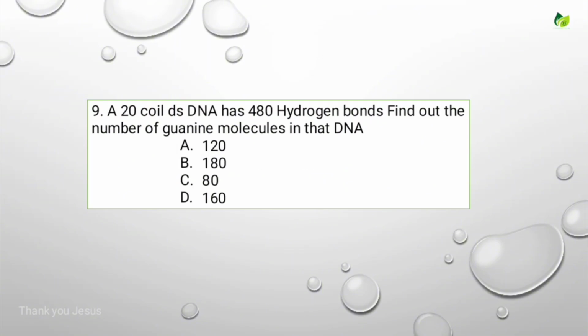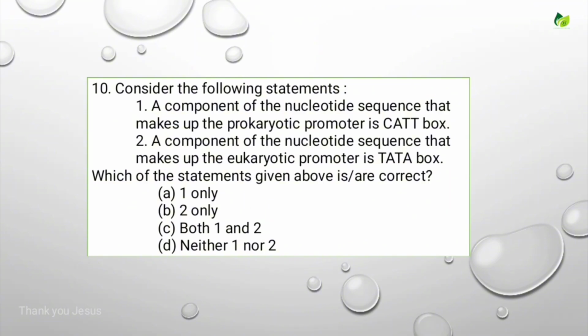A 20 coil dsDNA has 480 hydrogen bonds. Find out the number of guanine molecules in that DNA. So let's see the options: 120, 180, 80, 160. For this, the correct answer is 80. Let's see the next question.